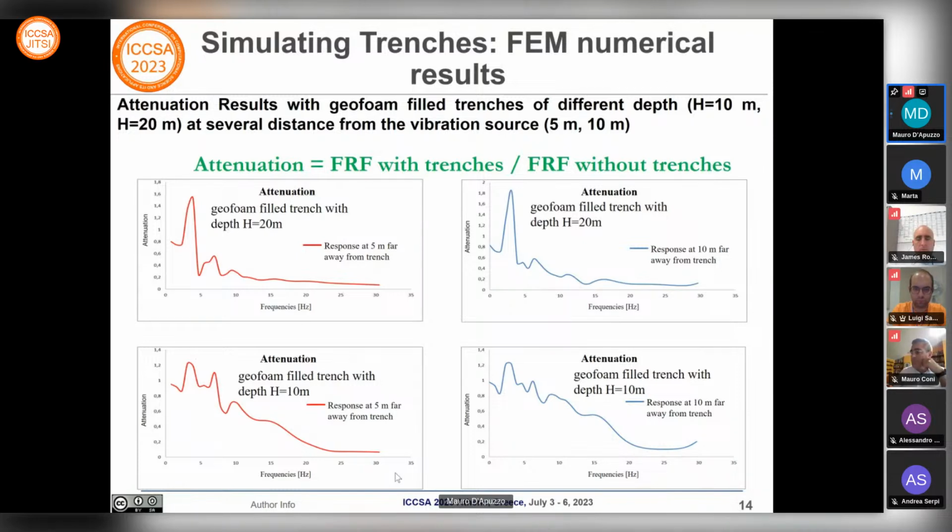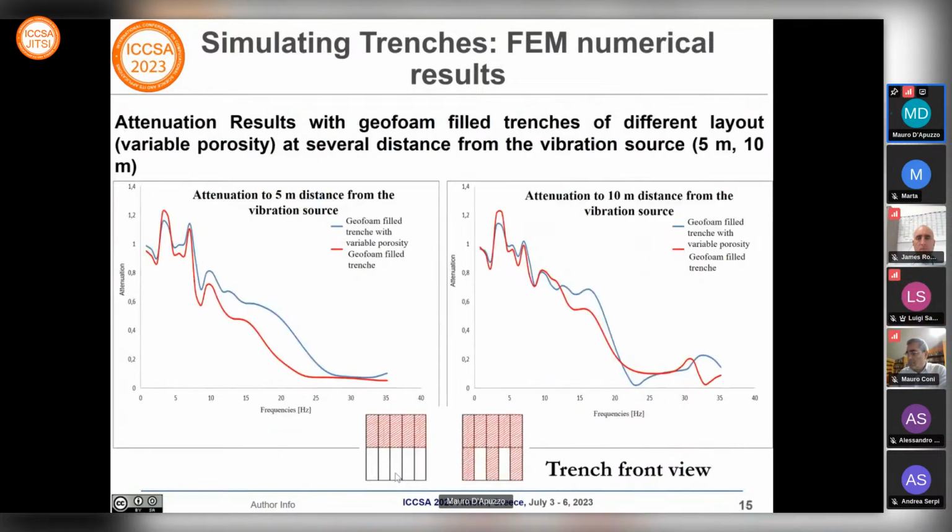So the first thing that we evaluate by means of this optimized model is the attenuation, which we evaluate just by estimating the ratio between the frequency response function in the frequency domain with trench and without trench, as you can see here. And you can see that there are some peaks in lower frequency content, providing the evidence that there will be some sort of resonance even if you use a geofoam filled trench.